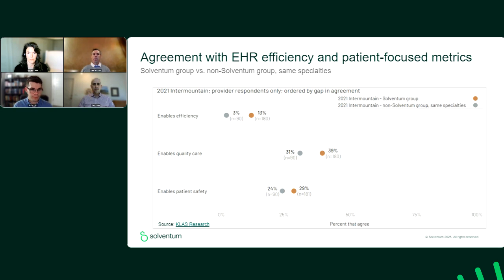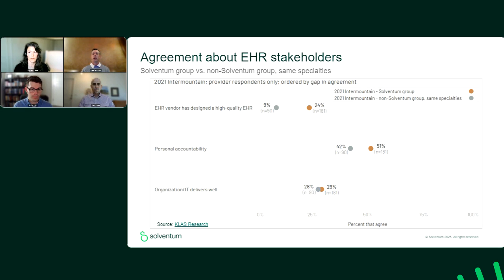Finally, the EHR vendor has designed a high quality EHR. As I said before, I think this incorporates a lot of factors, not just whether the Solventum tool is the sole thing being rated or not, but having that tool partnered with the EHR was making it a better quality EHR than where we started.